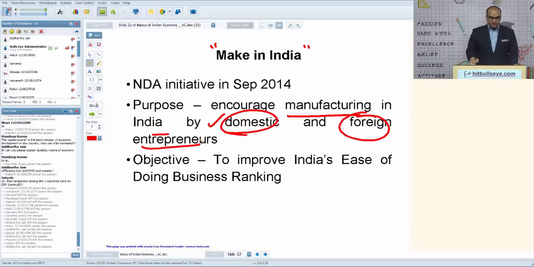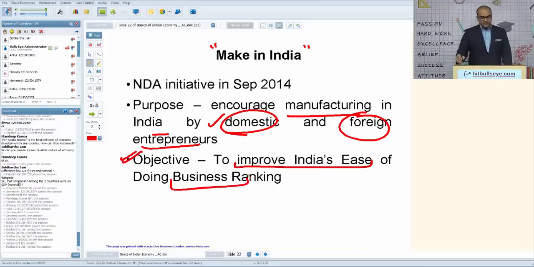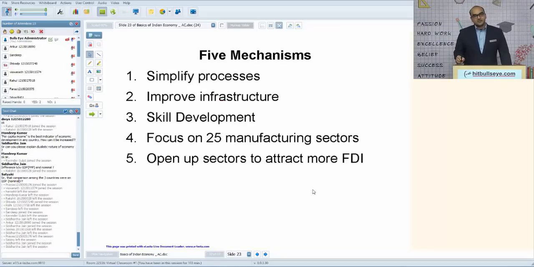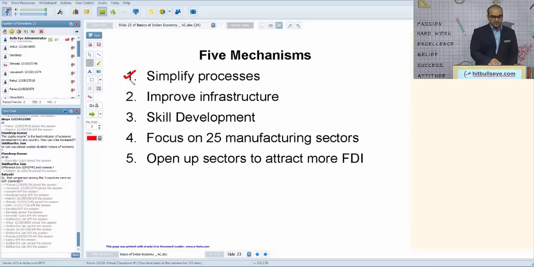jobs in India. As far as its objective is concerned, it seeks to improve India's ease of doing business ranking. So what we are targeting is a rank below 50 in the ease of doing business by 2019. As far as Make in India is concerned, there are 5 mechanisms that it is targeting. First is simplification of processes.